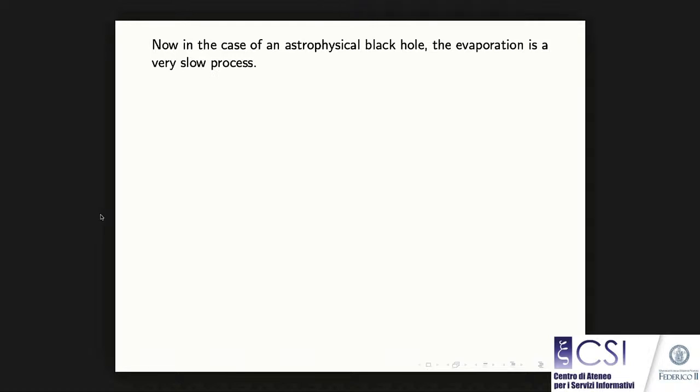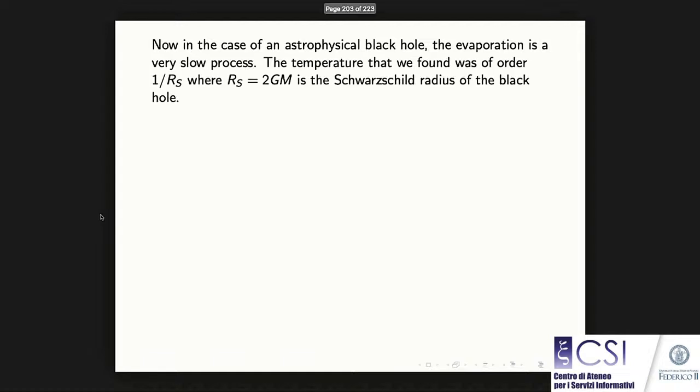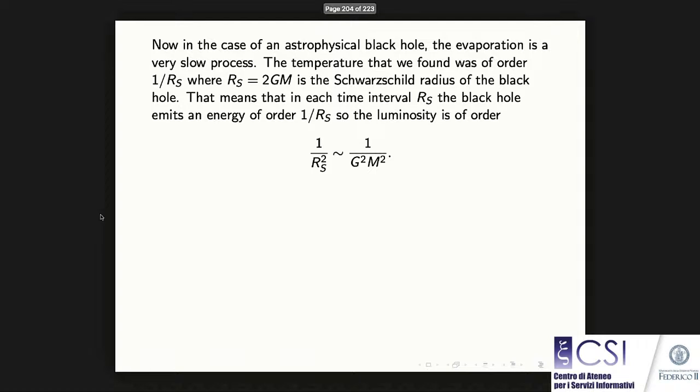Now, in the case of an astrophysical black hole, the evaporation is a very slow process. The temperature we found was of order 1 over the Schwarzschild radius, where the Schwarzschild radius is 2GM. That means that in each time interval of order the Schwarzschild radius, the black hole emits of order 1 photon. That's what thermal radiation is. In a time which is 1 over the temperature, from a volume of order 1 over the temperature cubed, you emit an energy of order the temperature.